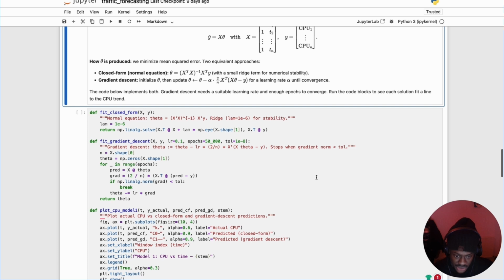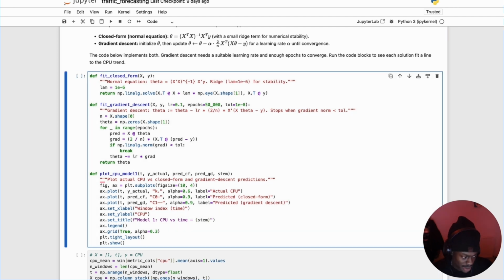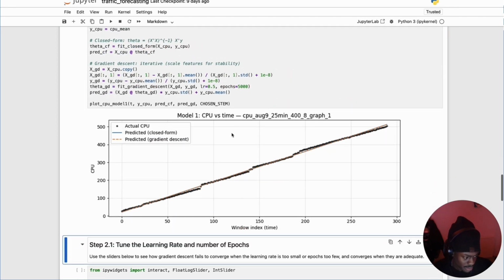So, let's run the code that implements Model 1. These two functions implement both the normal equation and gradient descent, and then we plot them side by side. Because the CPU trend is pretty linear, when we feed this to both algorithms, the blue line from the normal equation and the orange line from gradient descent are perfectly on top of each other. This shows us that for a simple problem with just one feature, both methods work very well.